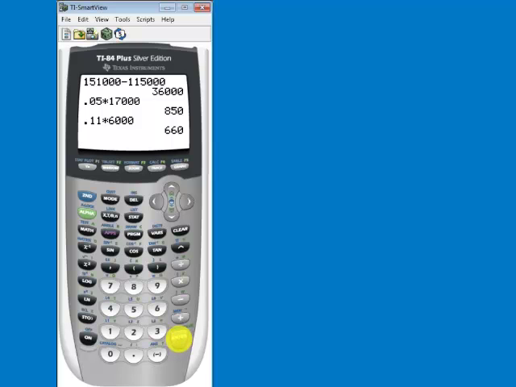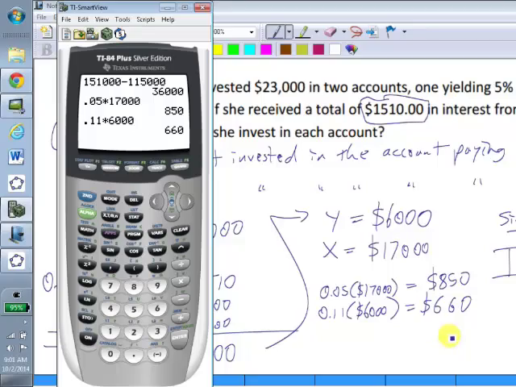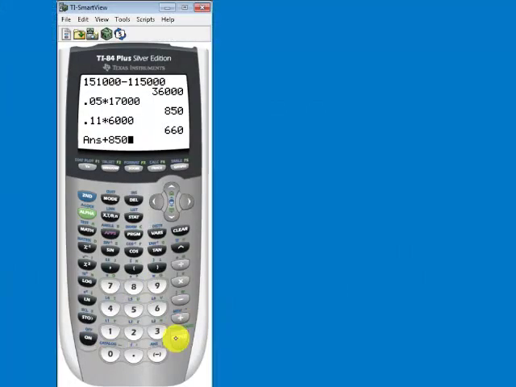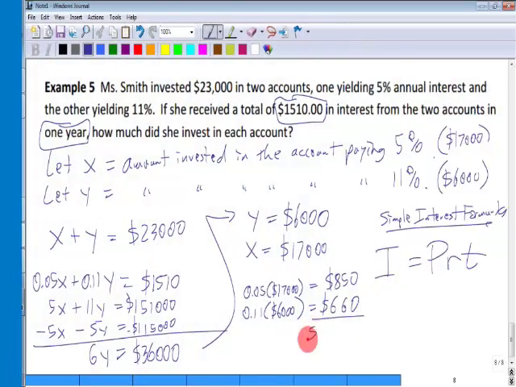Yeah, $660. So if we add those together plus 850, we get $1,510 total interest in the account if she distributed the funds this way. So that's kind of a check to what we have. Of course, the answer we're looking for is, if you write it in words, that would be ideal. I haven't left myself enough space to write it really like it should be written.